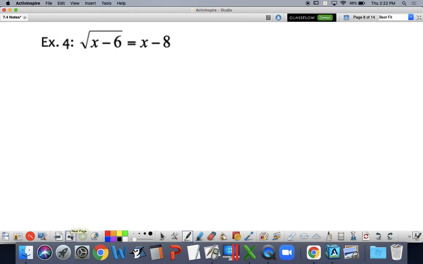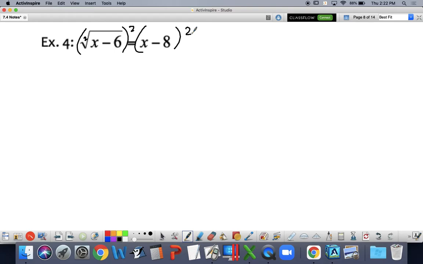Move on to the next page. So 3 examples down, 5 more to go. Well, our radical is all by itself on one side of the equal sign. So I don't need to move anything around. I can jump right to the next step, which is raising it to the power. What power should I raise it to? 2. Remember, right, there's a little implied 2 that is written there for square root. So I raise both sides to the 2nd power.